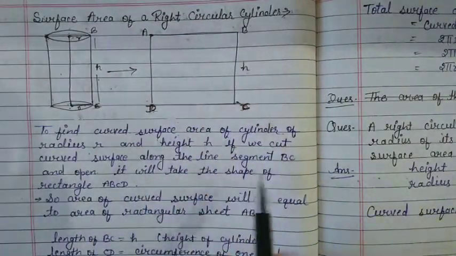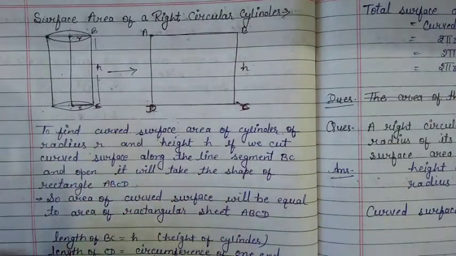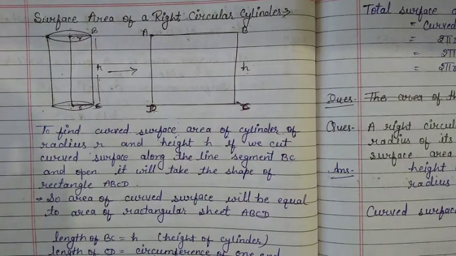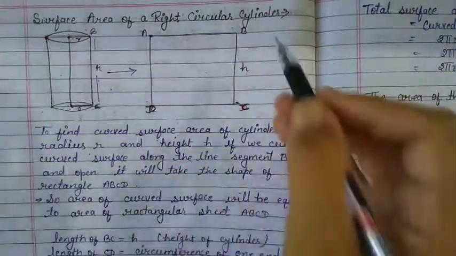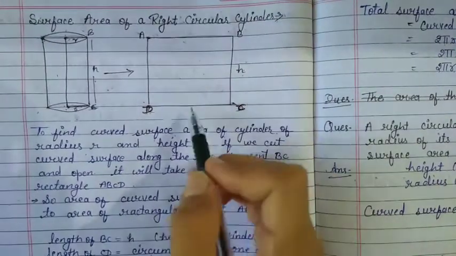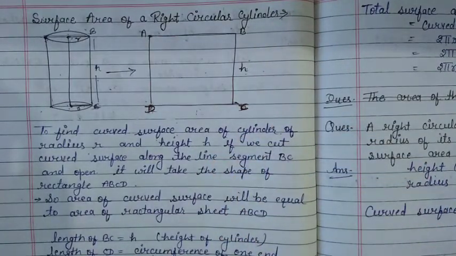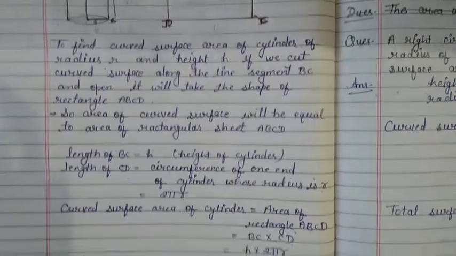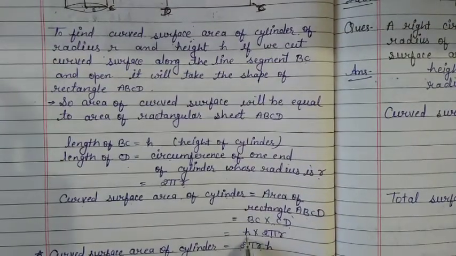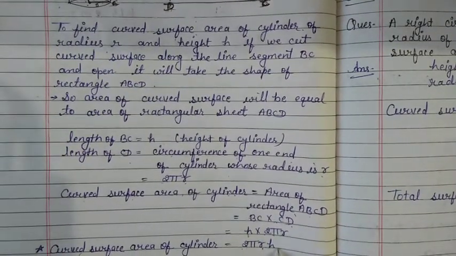Breadth equals the length of CD, that is the circumference of one end of the cylinder whose radius is r, and that equals 2 pi r. So what is the area of this rectangular sheet? BC into CD. BC equals h and CD equals 2 pi r, so that equals 2 pi r h. So the curved surface area of the cylinder equals the area of rectangle ABCD, BC into CD, which equals 2 pi r h.